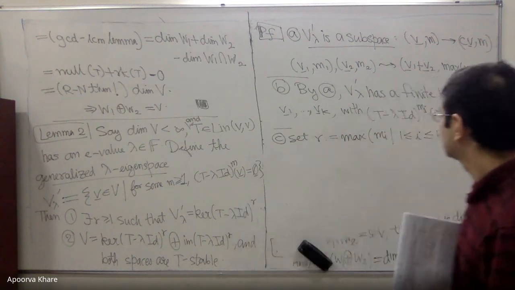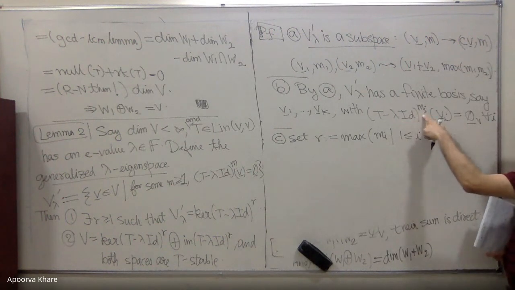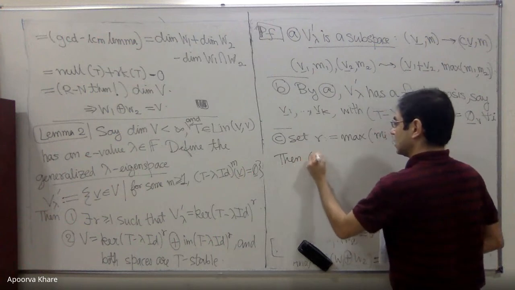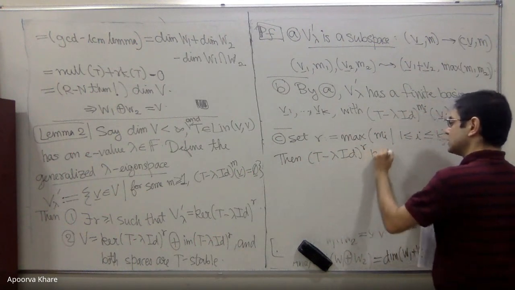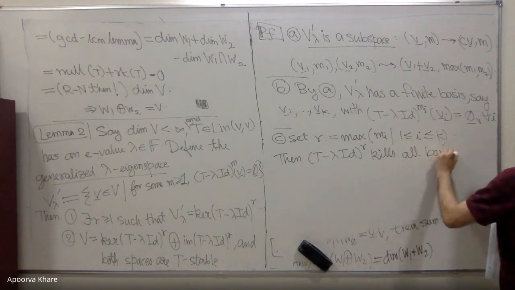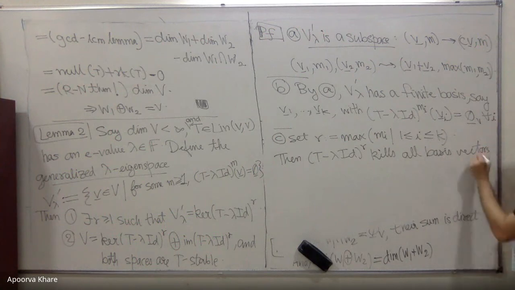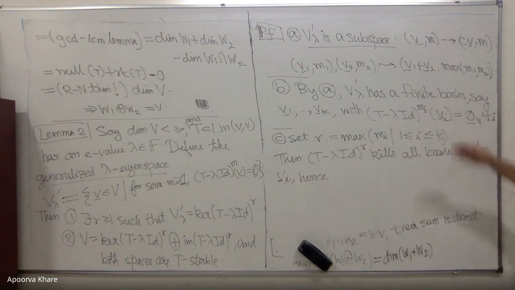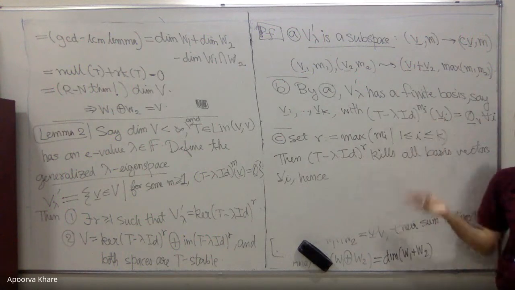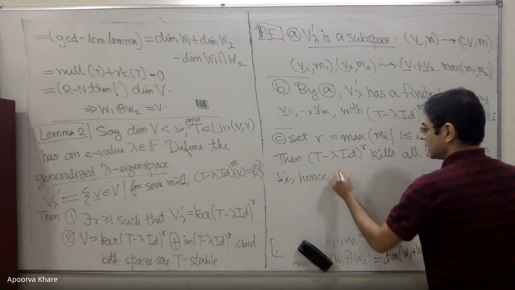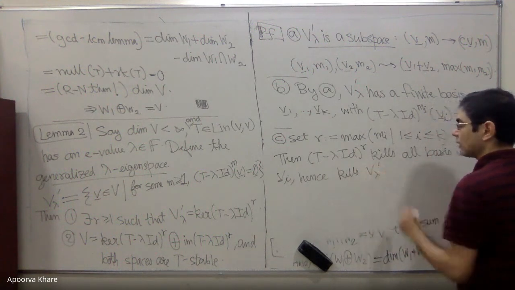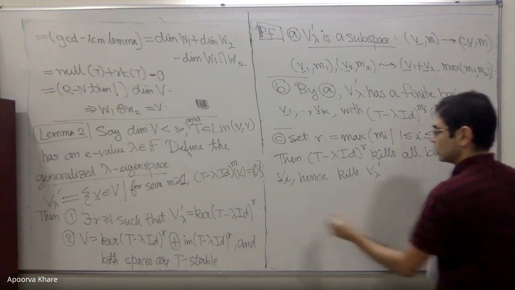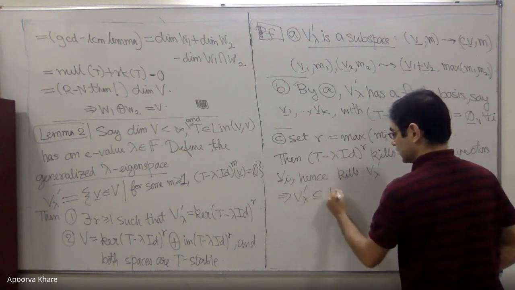I claim that is the type. Then clearly, since (T minus lambda identity) to the mi is 0, we multiply by some more powers, and (T minus lambda identity) to the r is 0. Then (T minus lambda identity) to the r kills all basis vectors vi. But this forms the basis of V prime lambda. If it kills all the basis vectors, it kills all linear combinations, therefore it kills the span. Hence it kills V prime lambda. What does this mean? It means that V prime lambda is in the kernel of this thing, because it is killed by the power.